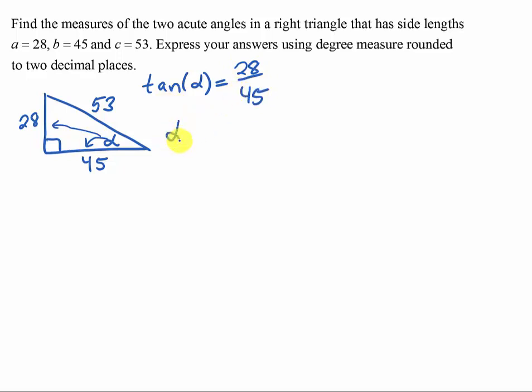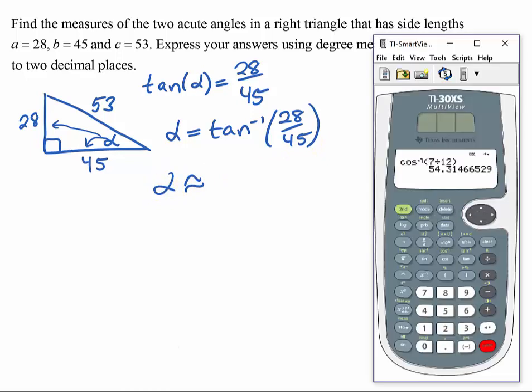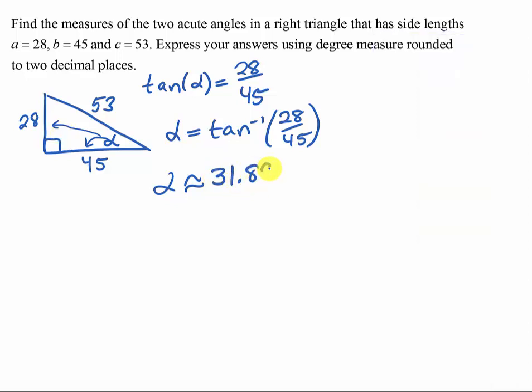So taking the inverse tangent of both sides, alpha is going to be the inverse tangent of 28 over 45. So alpha is going to be, I'm going to get the calculator and put that in. So I hit the second or inverse button to get inverse on the tangent. And then that's going to be 28 divided by 45. And it looks like I get 31.89 to 2 decimal places, so 31.89 degrees.